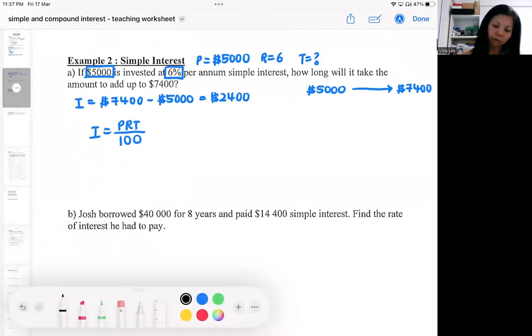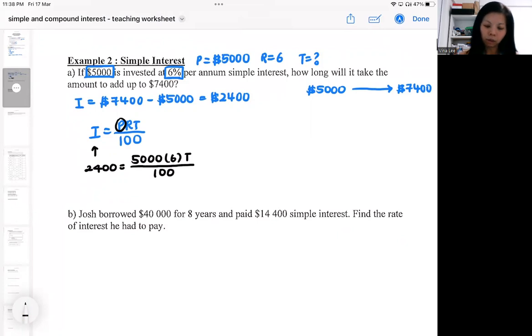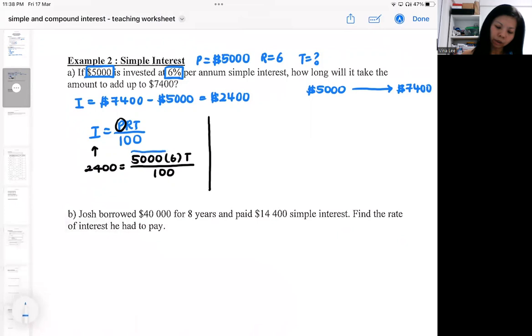What do I mean by that? For example, I know that the interest is 2,004, the principal is 5,000, the R is 6, and I'm supposed to find T. I suggest you do something like this: you write it in equation format. When you do it in equation format, you can just punch the calculator on this part, and you will get 300T.